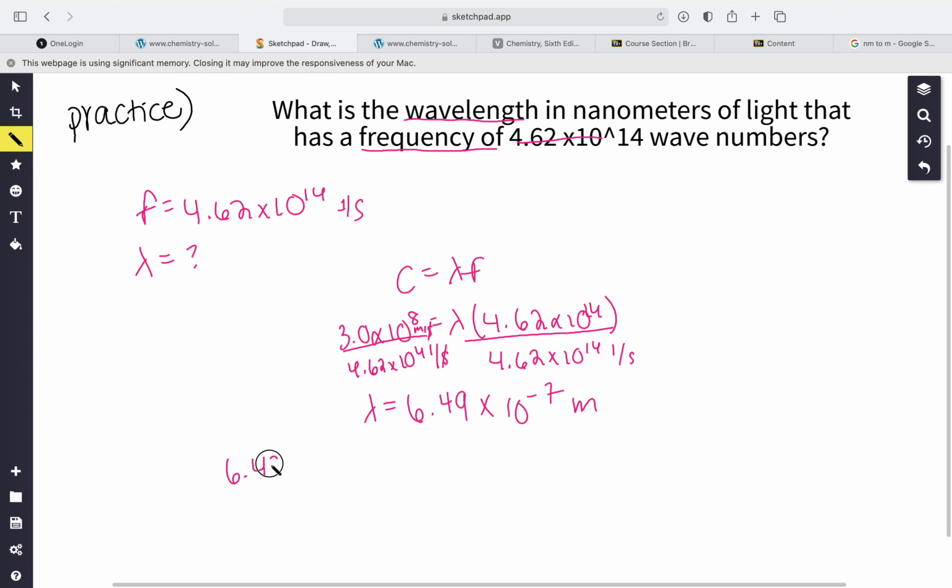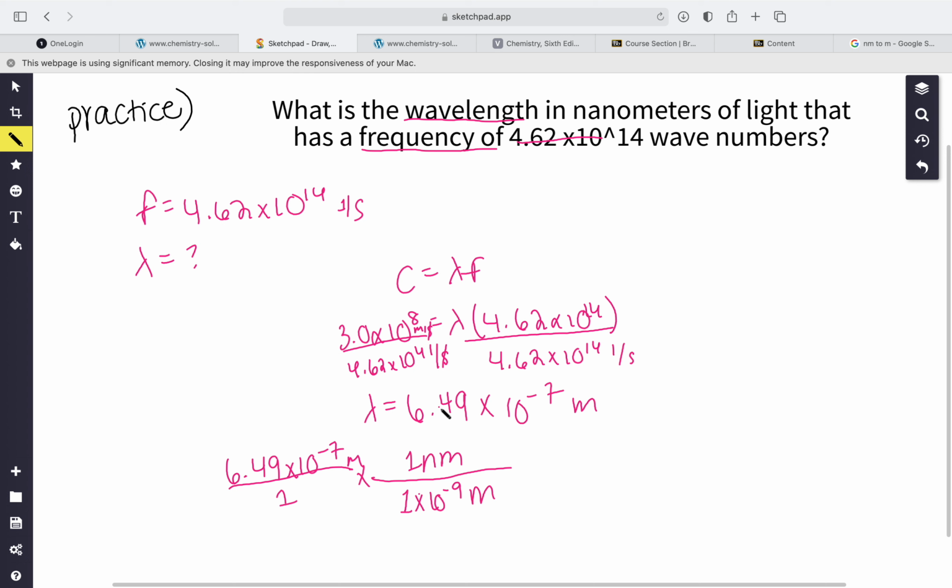We're just doing some dimensional analysis here. This is in meters, and there is 1 times 10 to the 9th nanometers in a meter. So this is one that you might want to put on your index card, the conversion from meters to nanometers and nanometers to meters. There is 1 times 10 to the negative 9th meters in 1 nanometer, and for 1 meter, there's 1 times 10 to the 9th nanometers, right?